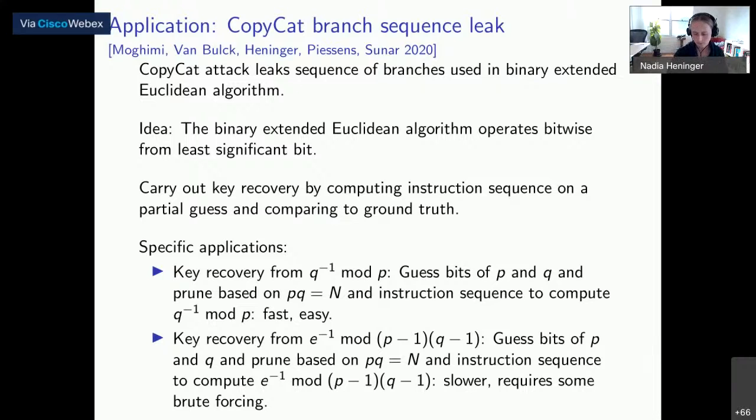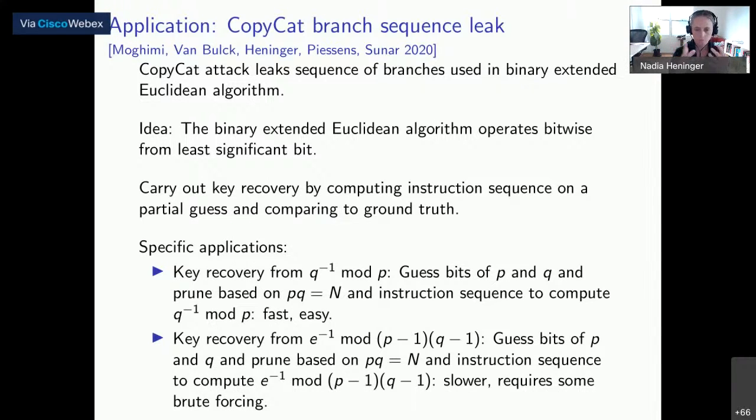To apply this to cryptanalysis, we were looking at the binary extended Euclidean algorithm implementation. This algorithm operates bitwise from the least significant bit. And so we could apply the same technique to recover the secrets, essentially by computing the instruction sequence on a partial guess and comparing to the ground truth. A couple of specific applications: we could do very simple key recovery from observing the sequence of operations on the computation of Q inverse mod P, essentially by guessing bits of P and Q.